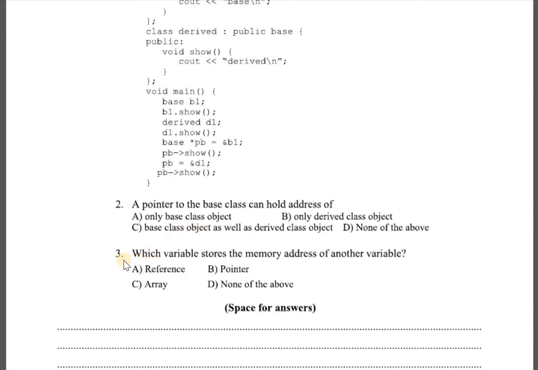The third question is: which variable stores the memory address of another variable? This is a very simple question. The options are references, pointer, array, and none of the above. We know that a pointer holds the address of another variable. So, the answer is B.